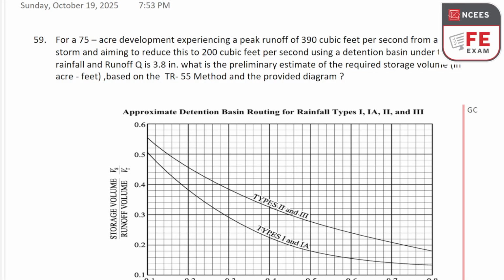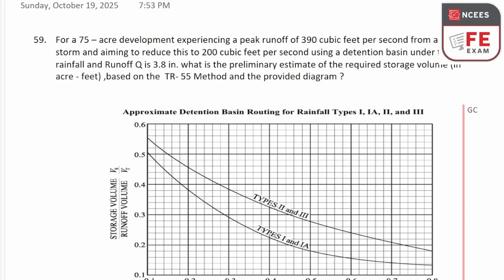Hello everyone. Today we are looking at an important FE exam question from the Water Resources chapter. For a 75 acre development experiencing a peak runoff of 390 cubic feet per second from a 25-year storm and aiming to reduce this to 200 cubic feet per second using a detention basin under type 2 rainfall and runoff, for which the Q is 3.8 inches, what is the preliminary estimate of the required storage volume in acre feet based on the TR-55 method and the provided diagram?